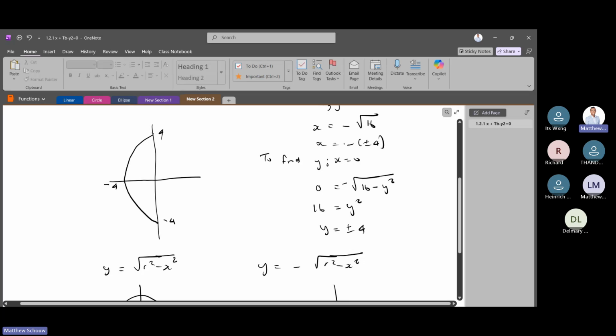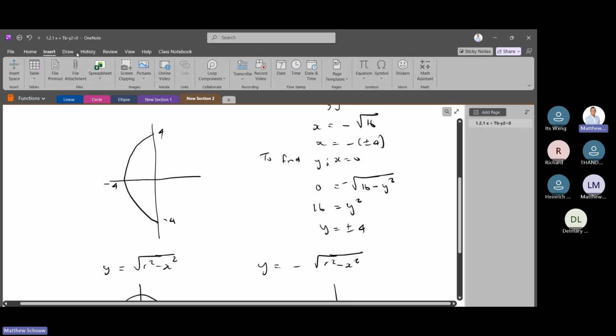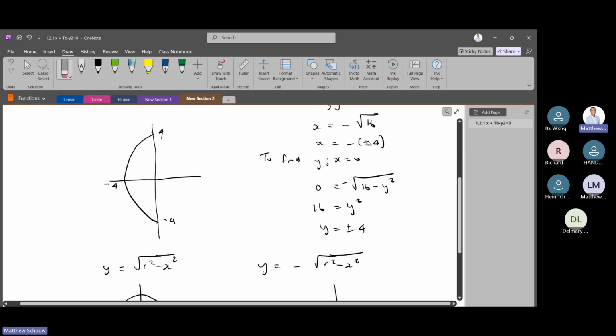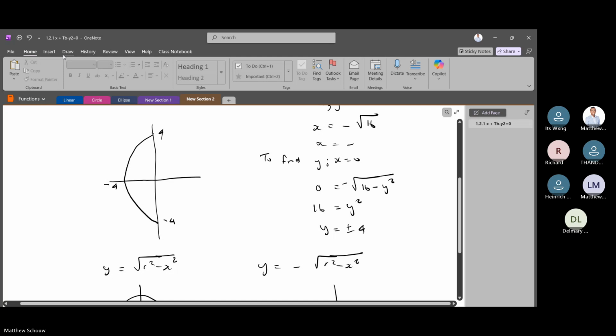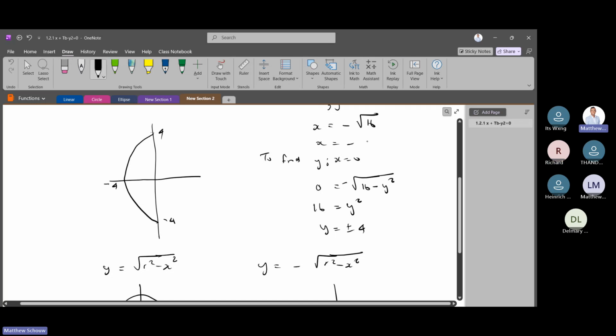So root, I guess we just take the actual value. You see what I'm saying to you? Yeah, perfect. So root 16 is just going to be a complete 4.